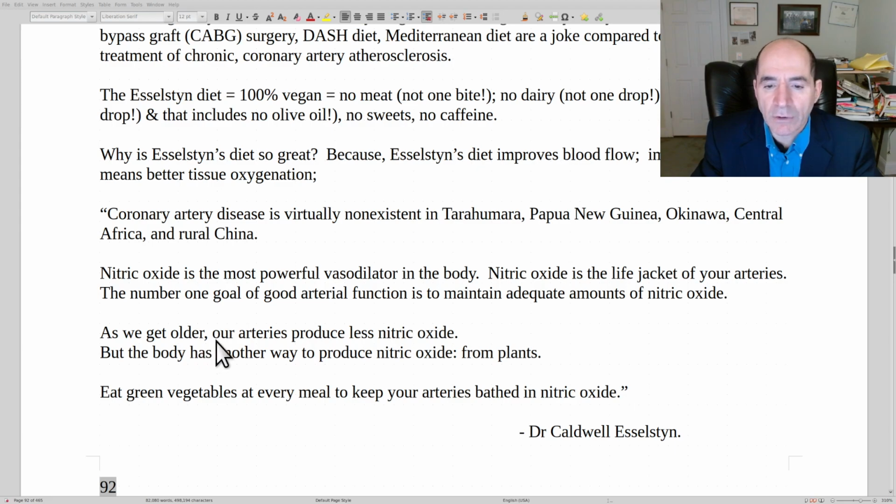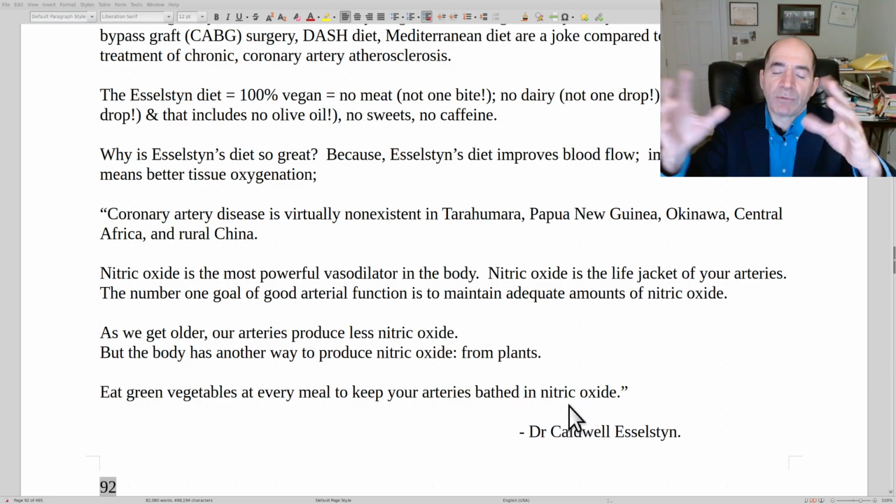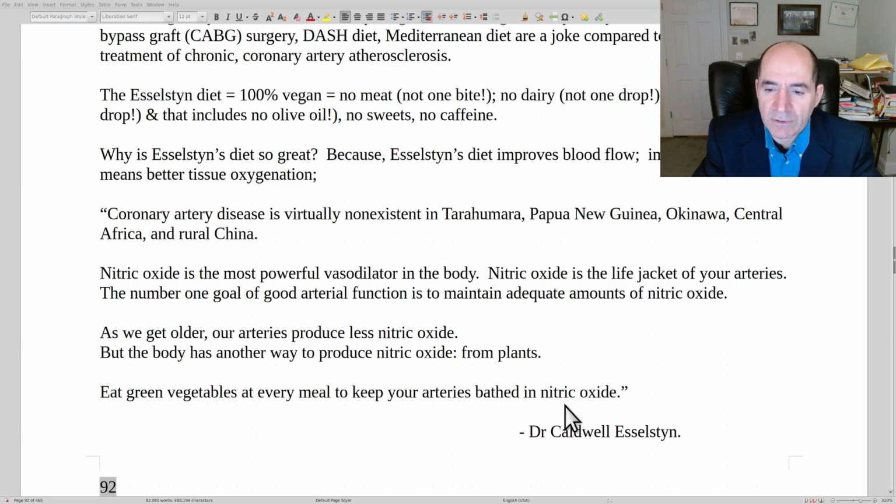As we get older, our arteries produce less nitric oxide, but the body has another way to produce nitric oxide, to get it from plants. Eat green vegetables at every meal, and this will help to keep your arteries bathed in nitric oxide. Yeah, he hangs out with that Nathan Bryan nitric oxide expert guy, and he even recommends for the really high-risk patients to eat greens all through the day to keep on getting the nitrates. I'll show you a little more about how that works.